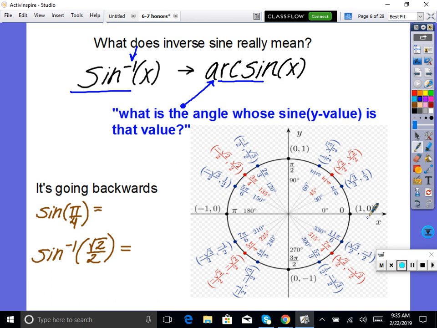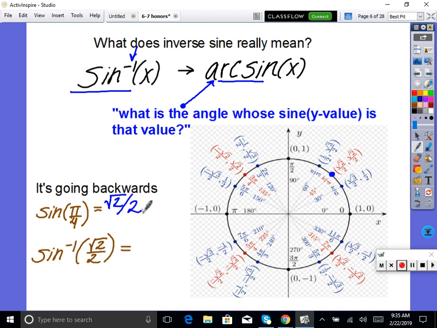Now, if you look down in your unit circle, here are our y values. We're just going to be finding the angle, so it's actually backwards of calculating sine of pi fourths. Sine of pi fourths is not inverse. It says sine of pi fourths. We would go to pi fourths right here, and then the sine is the y value, so our answer would be root 2 over 2.